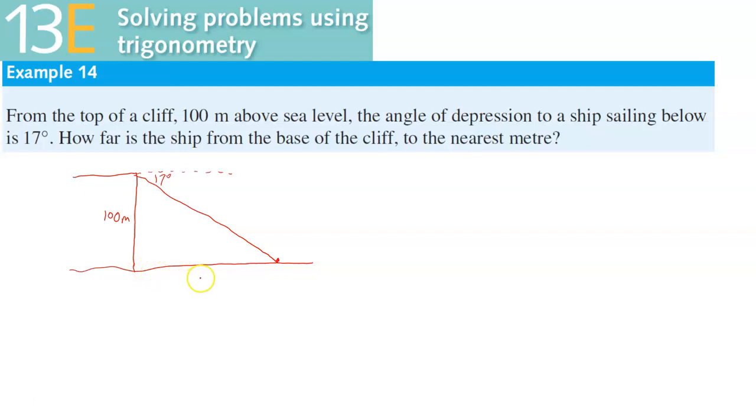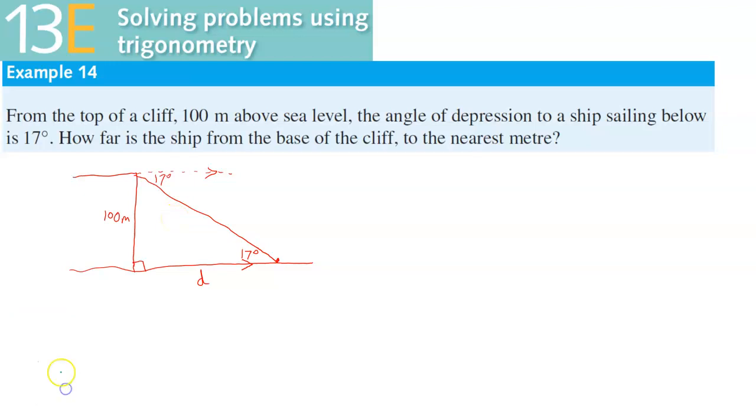Now at the moment, I've got my 100 and my d, but I don't know any angles within this triangle, so I can't work it out at the moment. But this horizontal line that I've measured my angle of depression from is parallel to the sea level. And so using alternate angles, remember they make the Z shape, I can see that this is also 17 degrees. The base of the cliff is at right angles to the sea, so now I have my right-angled triangle.